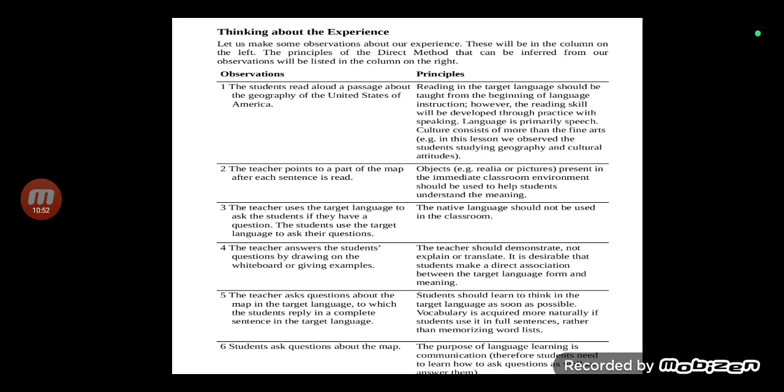Okay. And etc. So the teacher uses the target language to ask the students if they have a question.